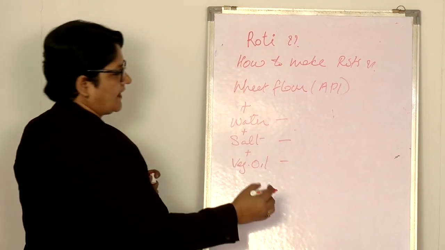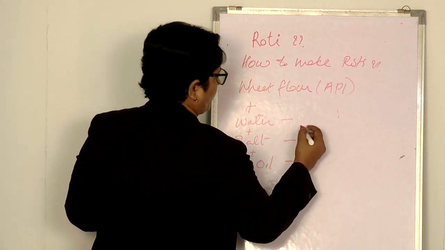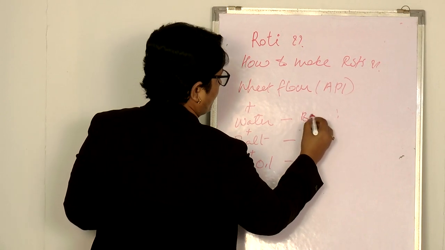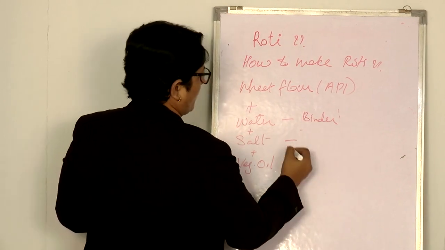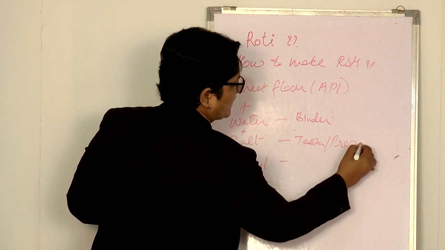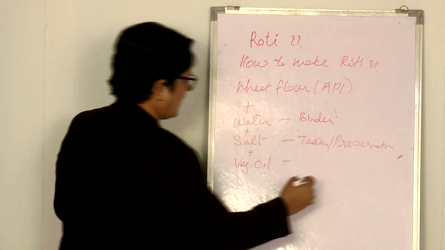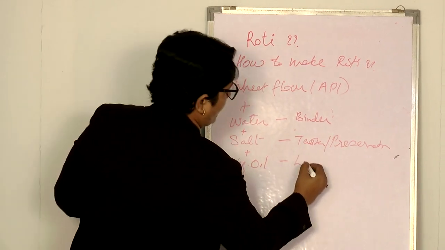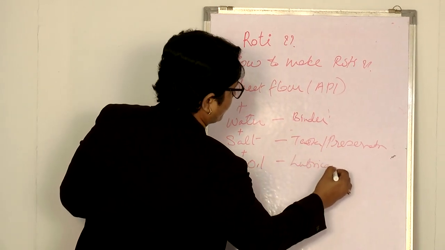So each ingredient has its own function. Water may act as a binder, salt may act for the taste, and sometimes it may act as a preservative. Vegetable oil may act as a lubricant.